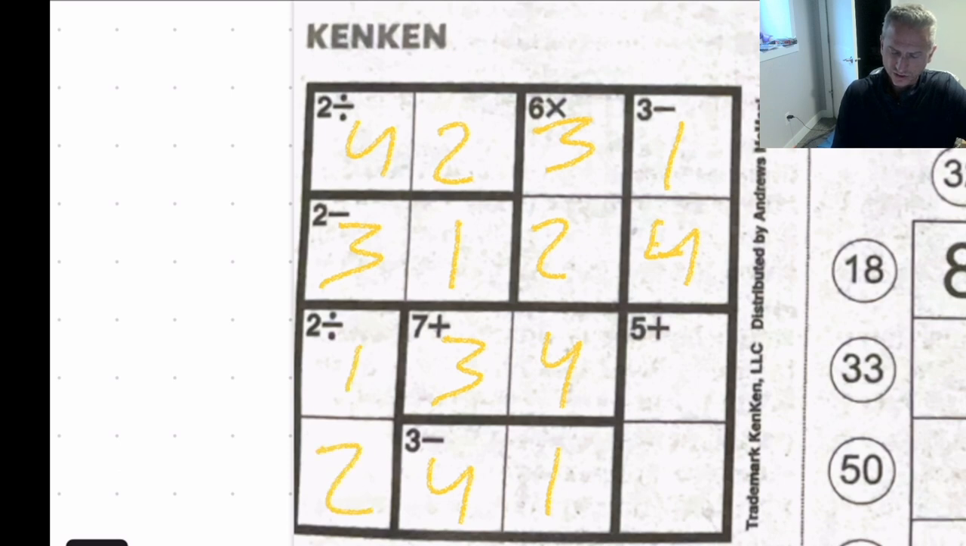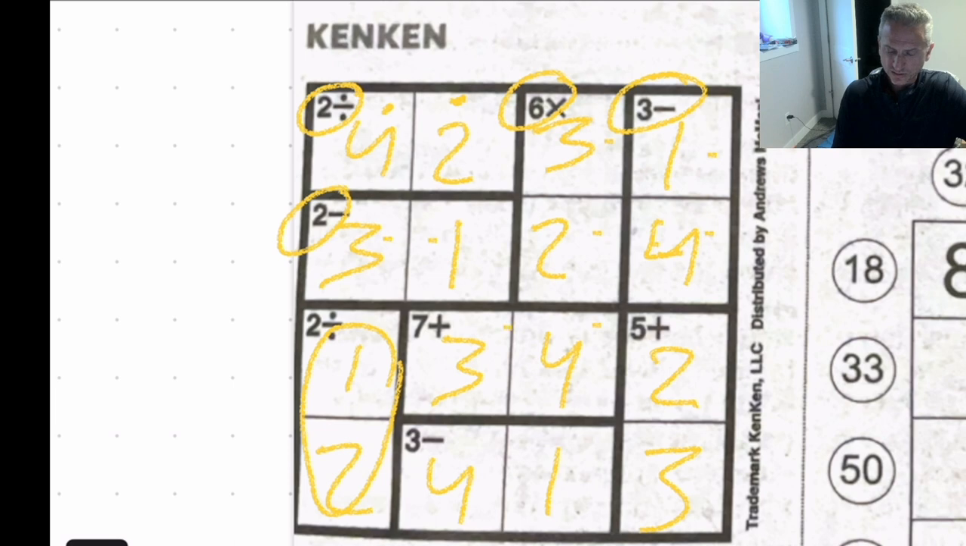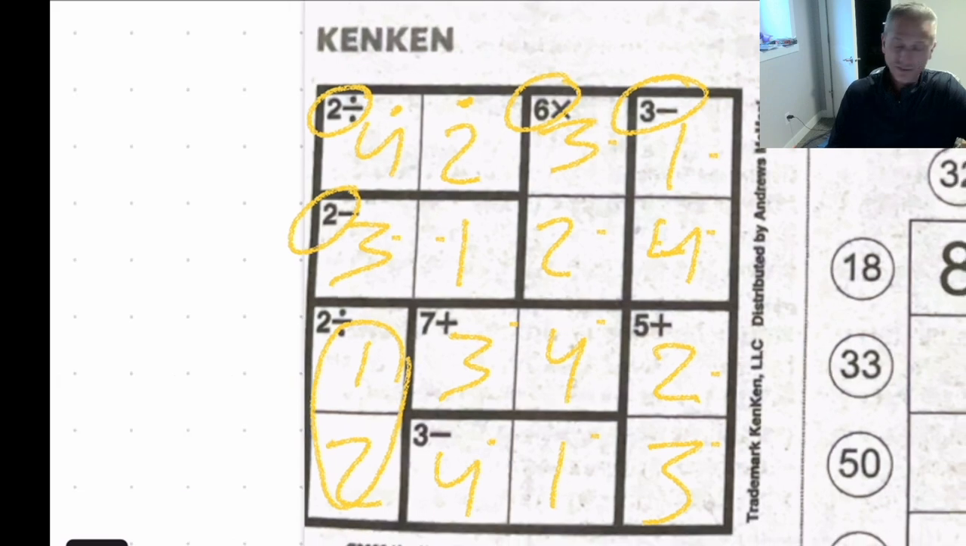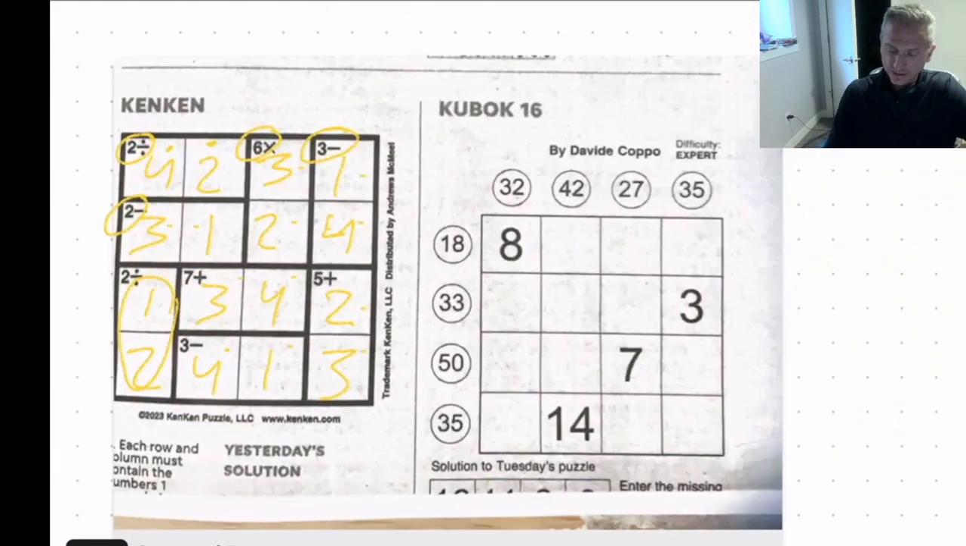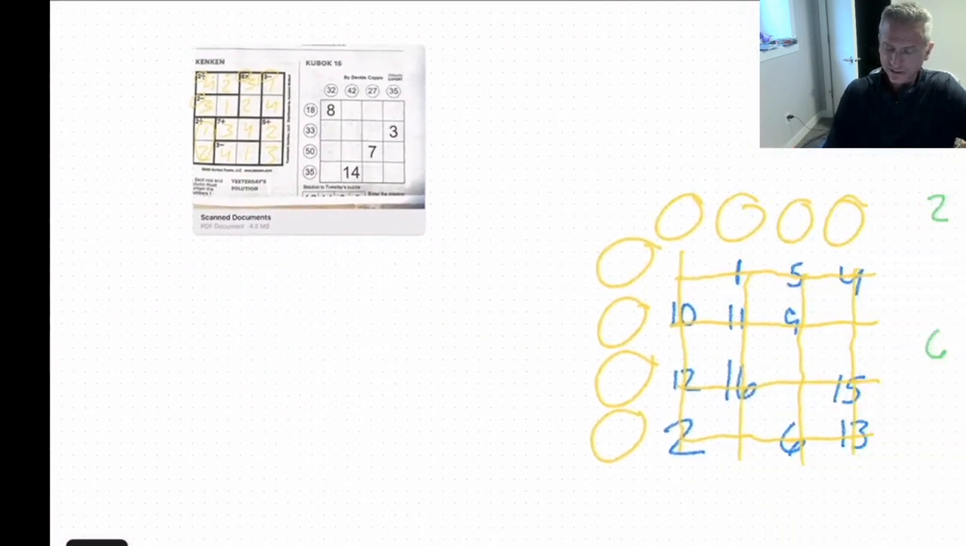This is 1. This is 2. This is 2. This is 3. 4 divided by 4 divided by 2 is 2. 3 times 2 is 6. 4 minus 1 is 3. 3 minus 1 is 2. 2 divided by 1 is 2. 4 plus 3 is 7. 4 minus 1 is 3. And 3 plus 2 is 5 plus 5. Okay, cruising through these so far.